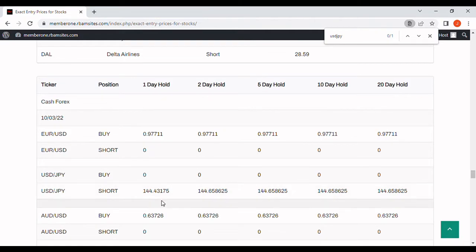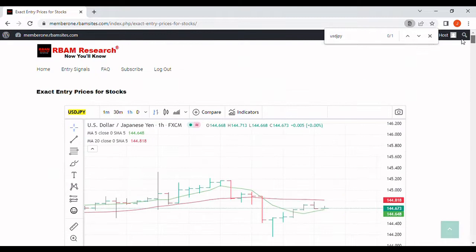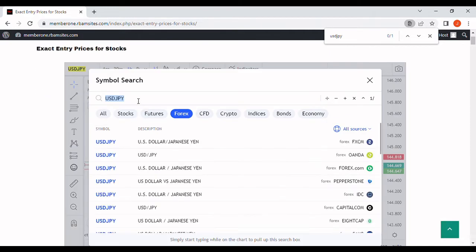So let's take a look at the yen. This says the short at 144.43. Let's see if that would have been profitable. 144.43 is about here, and would have been a profitable trade. 144.15. So you could have got in and got out in the next hour, and that would have been a profitable trade.